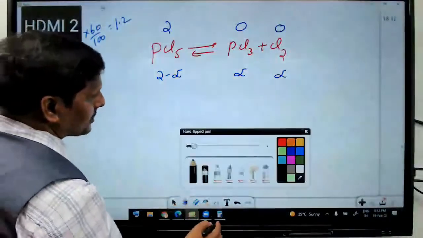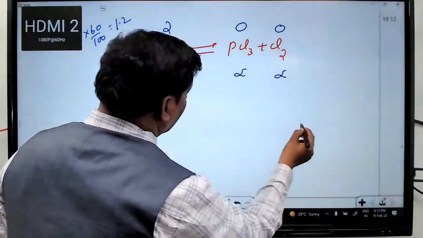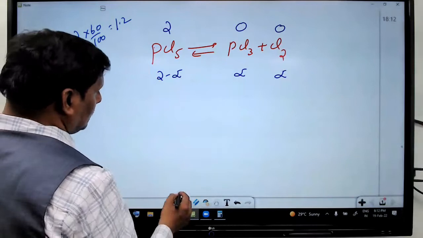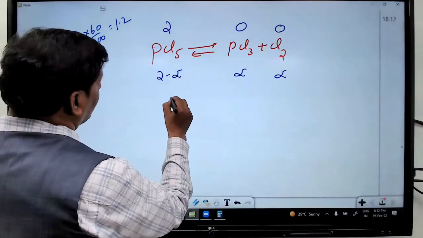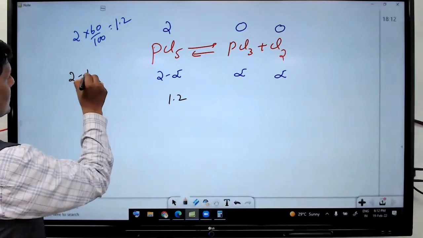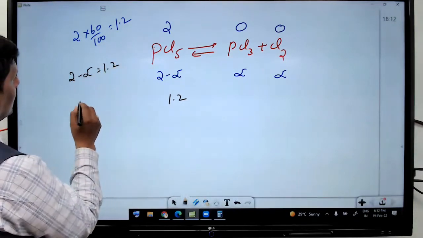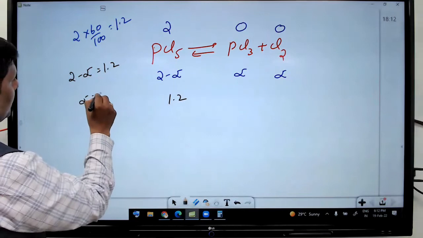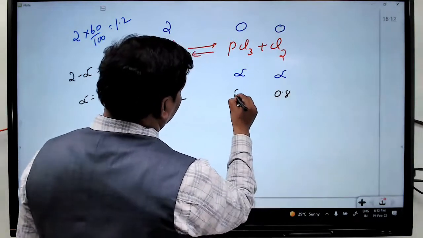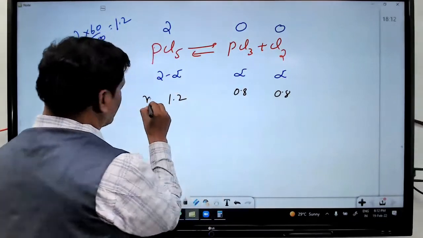So that means according to our assumption it is 2 minus alpha, but they gave that 2 minus alpha is nothing but 1.2. That means 2 minus alpha is equal to 1.2. Alpha is equal to 0.8. Look, this is 0.8 and this is also 0.8. This is the number of moles.